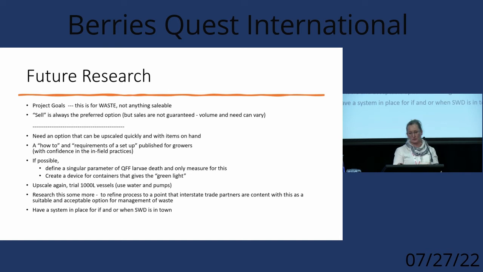It needs to be able to use items on hand, as I mentioned before. We need to be able to provide a how-to so that producers can easily go and take this science and make it a practical thing that they do. We could hopefully try and define a single parameter that actually causes the death, and that way we'd only need to measure one thing. We could make it simple to be used. We'd like to upscale this trial and switch it over to 1,000-litre shuttles. Hopefully we could use a bit more water and integrate that pump idea.